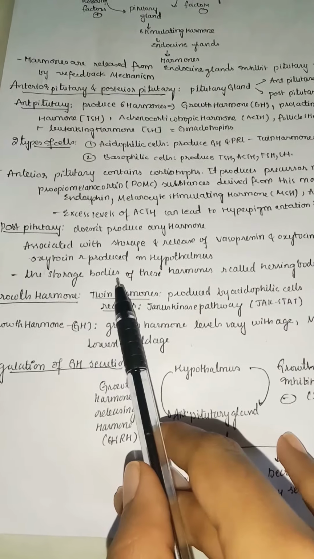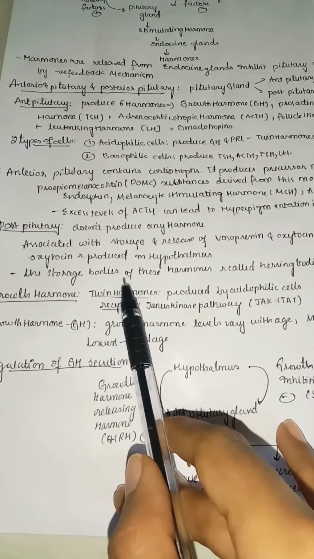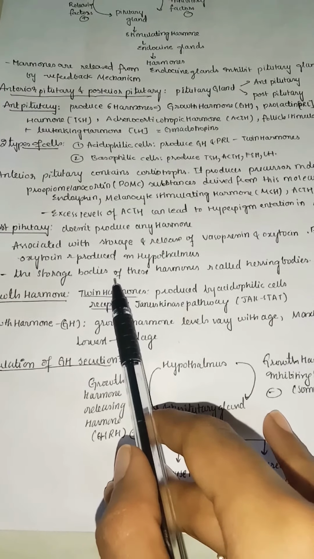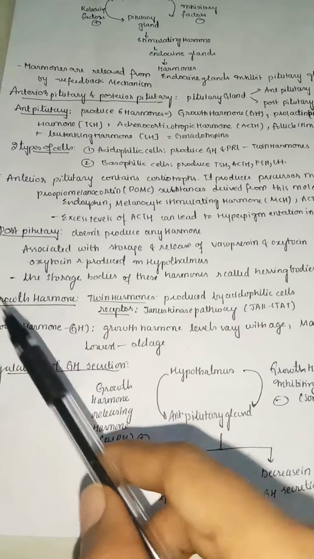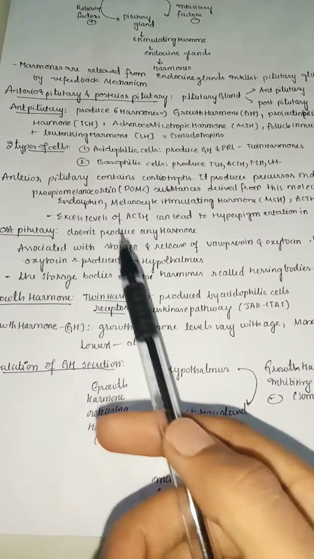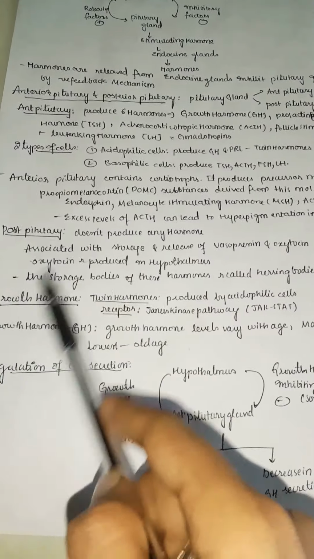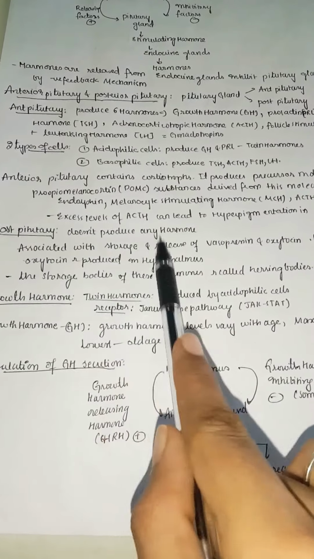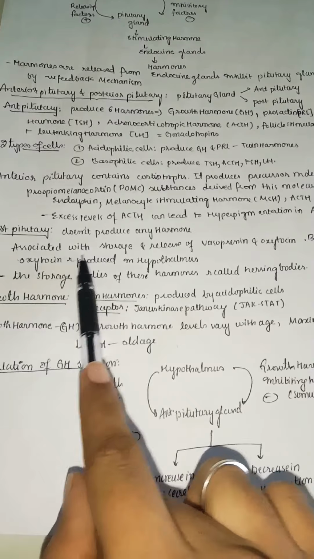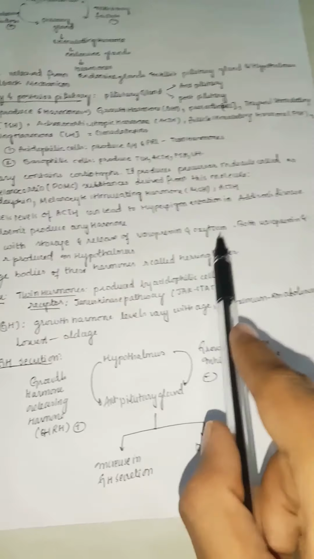And next, let us move on to the posterior pituitary. Everyone thinks it produces two hormones, but that is false, because the posterior pituitary is just a storage site. The two hormones, ADH and oxytocin, are produced from the hypothalamus, but they are stored in the posterior pituitary. So the posterior pituitary doesn't produce any hormone. It is associated with storage and release of vasopressin and oxytocin.